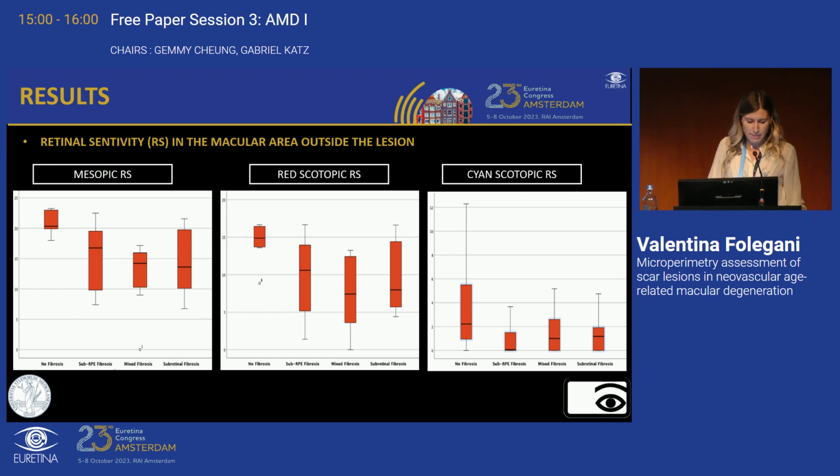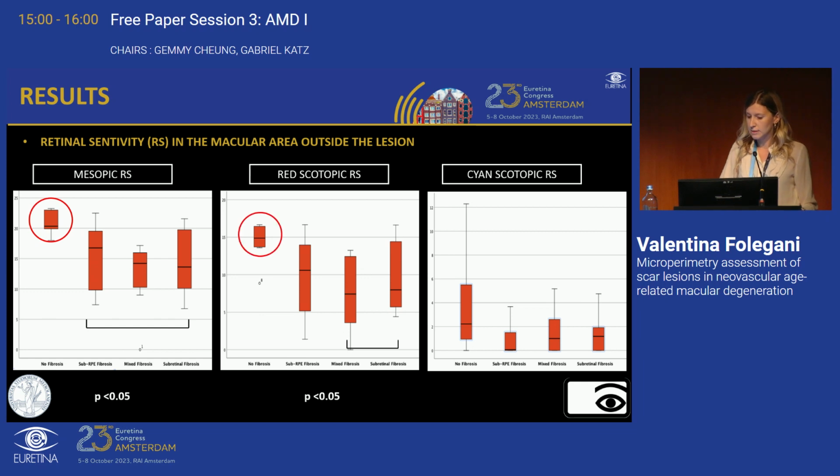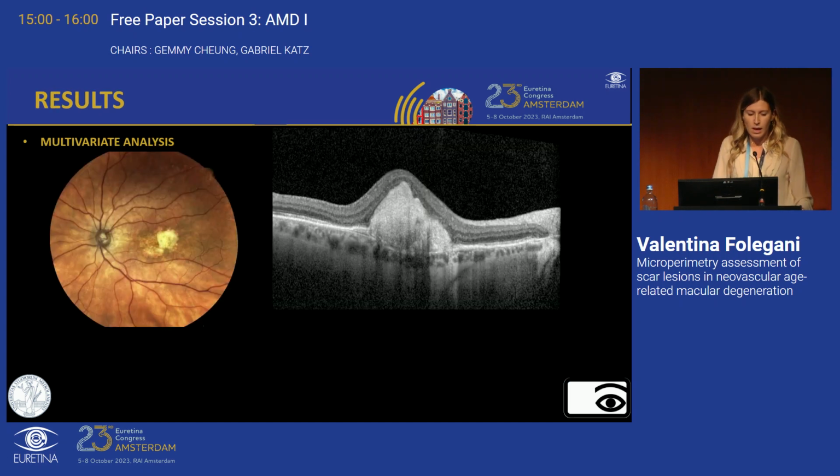As regards the retinal sensitivity outside the lesion area, we can see that in this case, only patients with no fibrosis had higher values of mesopic retinal sensitivity, and the same results for the red scotopic retinal sensitivity. But also in this case, scotopic retinal sensitivity appeared to be reduced in all four subgroups with no differences between the four groups.